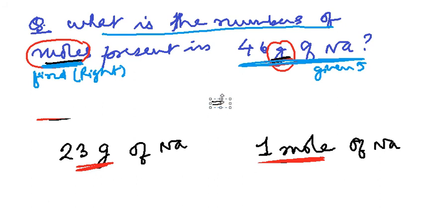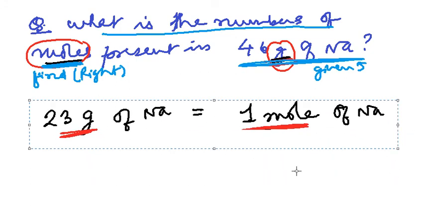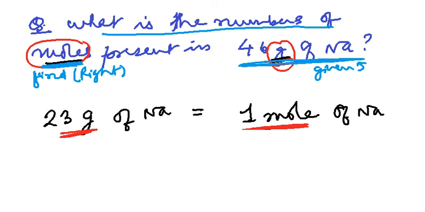So if we put this on the left side, it's one and the same. 1 mole of sodium equals 23 gram of sodium, or 23 gram of sodium is 1 mole of sodium. It's one and the same. So now it's exactly the same as the one that we dealt with just a while ago.